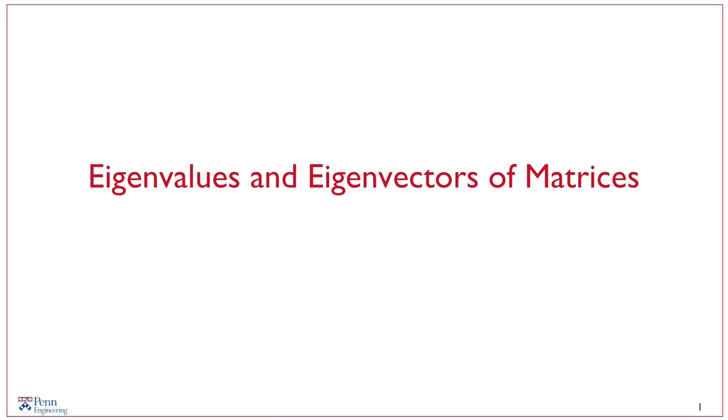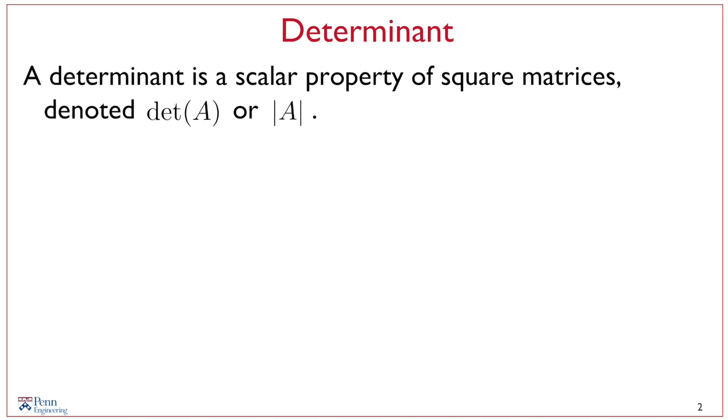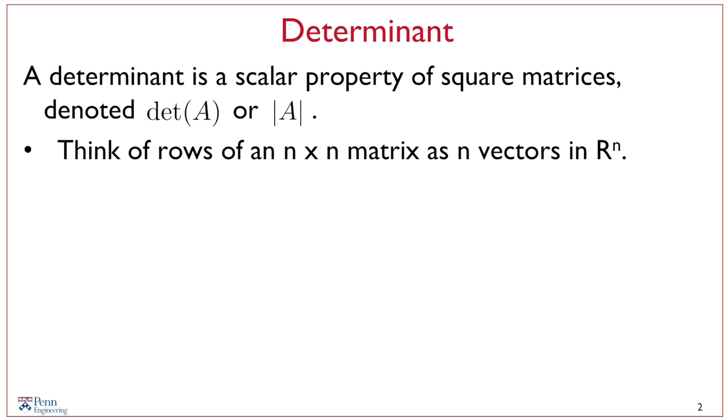In this segment, we'll discuss what the eigenvalues and eigenvectors of a matrix are and how to find them. First, we need to define the determinant of a matrix. A determinant is a scalar property of square matrices and is denoted by the shorthand DET or two vertical bars. There's a physical interpretation of the determinant.